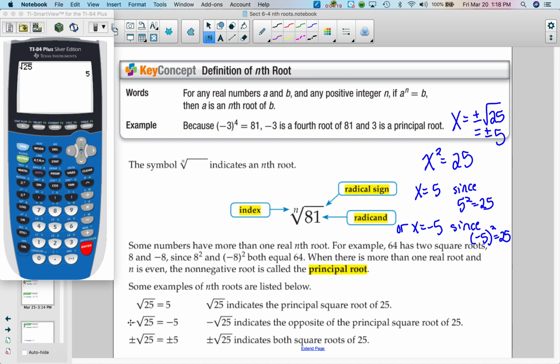Now, if you have a negative sign in front of the radical sign, the negative and then the square root of 25, you evaluate the square root of 25 as 5, but then you're taking the opposite of that, so you get -5. If you take the square root of 25 and you have a plus or minus, then you get plus or minus 5 because you're using both square roots. So it depends on what you're asked for. If you're already given the problem in radical form, whether it's positive or negative, you only have one answer.